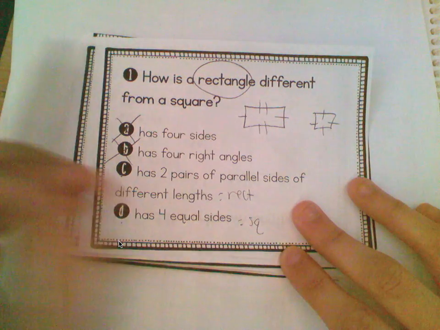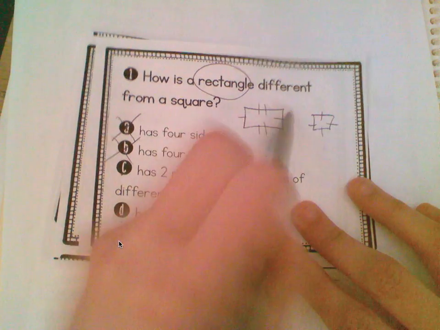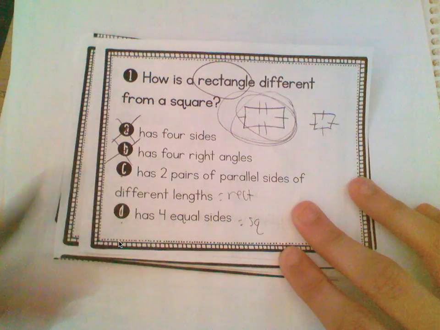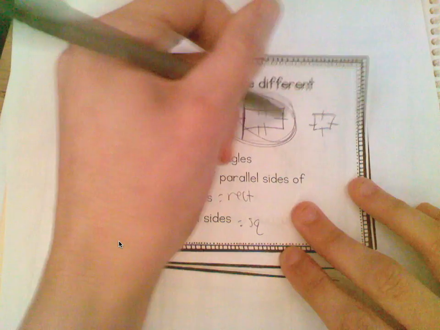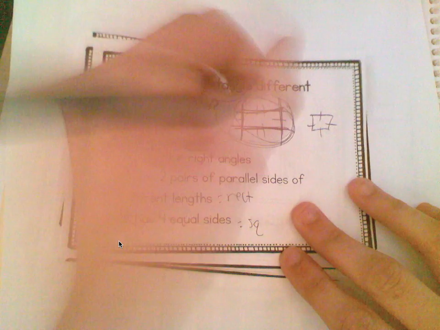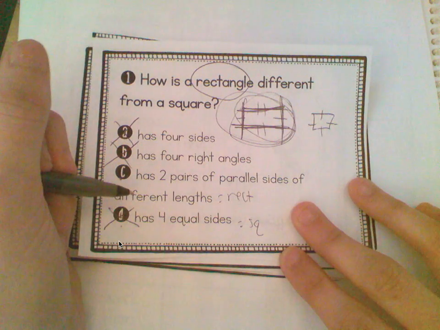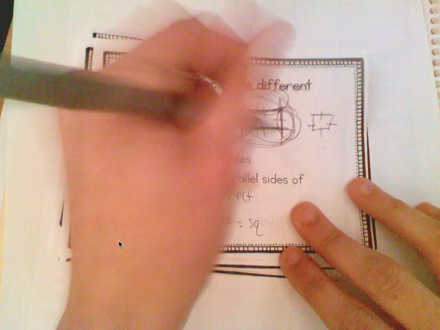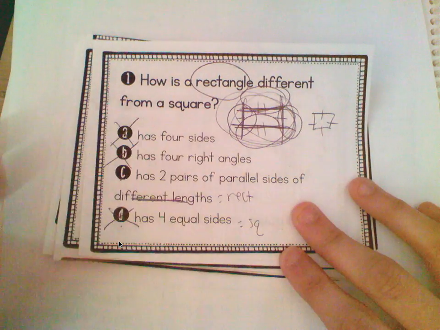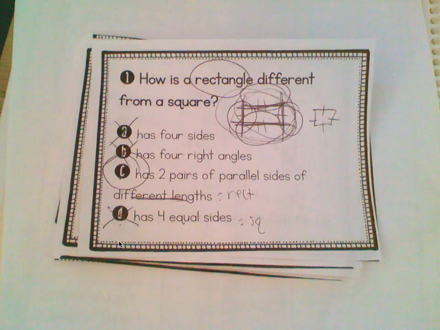The question is, how is a rectangle different than a square? Well, a rectangle does not have 4 equal sides. A rectangle has 2 pairs of parallel sides, and they are different lengths, meaning this side is different than these sides. So my answer for number 1 would be C. So check your answer.